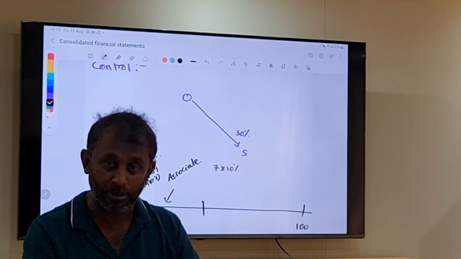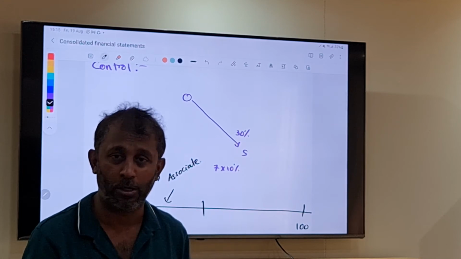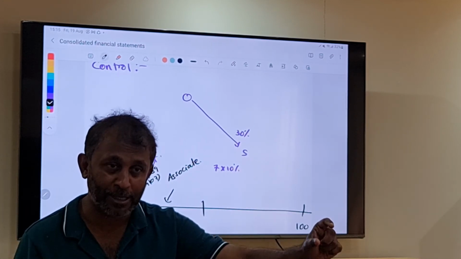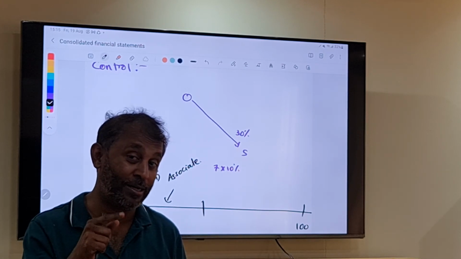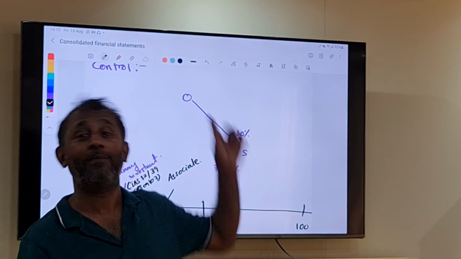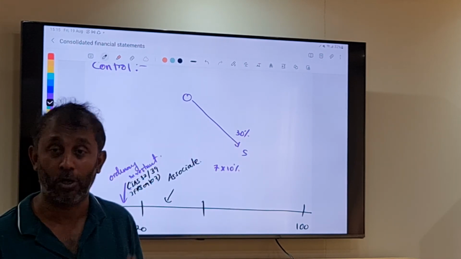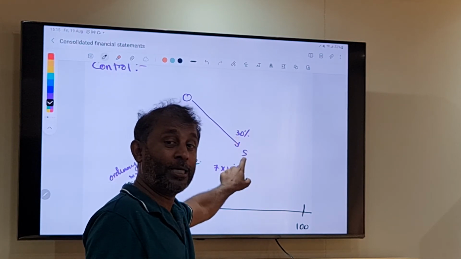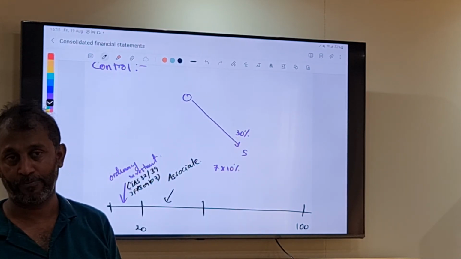Now, in a board meeting, discussions are going on. We need to increase by 20%, 15%, 12%. Now, whose opinion will finally be taken? Then they become the parent, and then they have the control. In that case, although it is 30%, S will become a subsidiary.